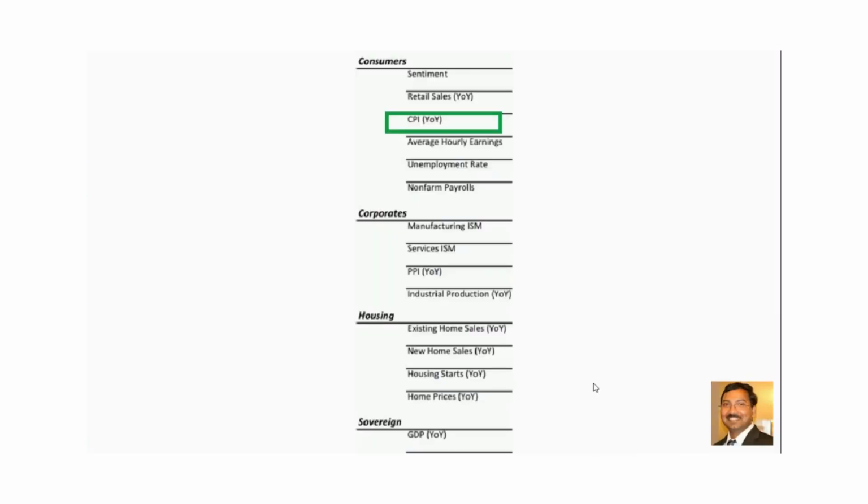When I look into the CPI, I would like to know where it comes under in macroeconomics. If I divide macroeconomics into subsections, it comes under consumers, corporate, housing, and sovereign. CPI comes under the consumer section.